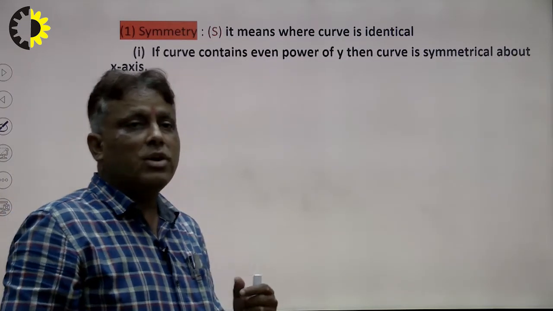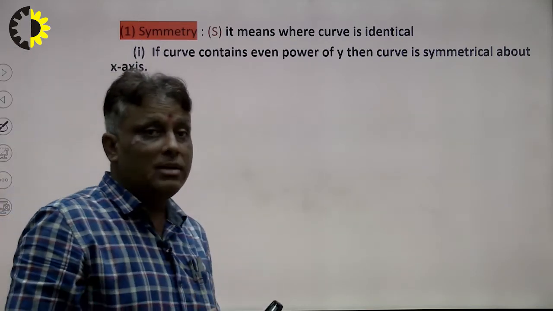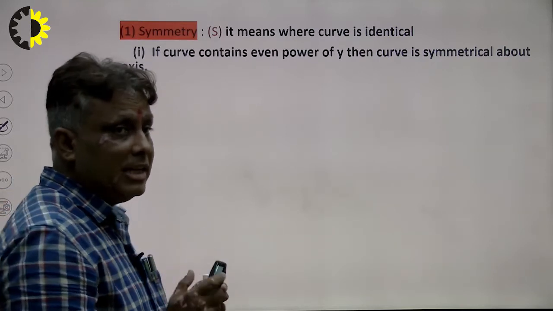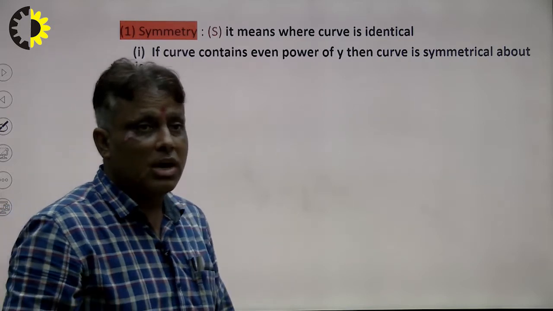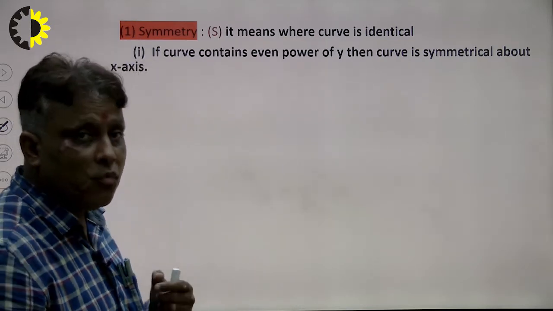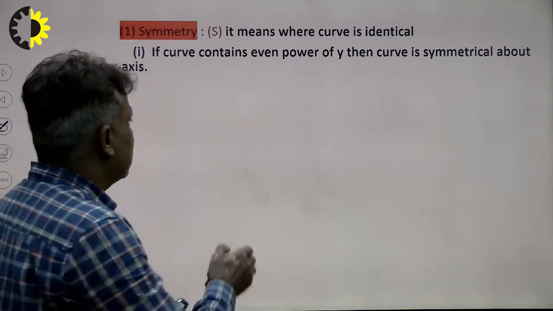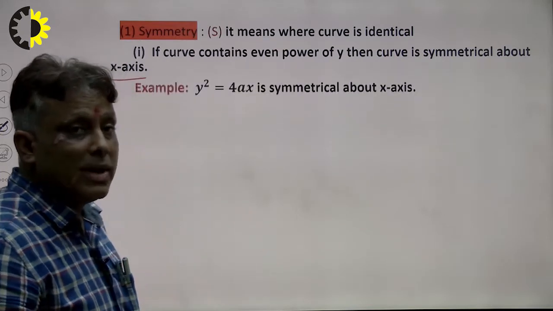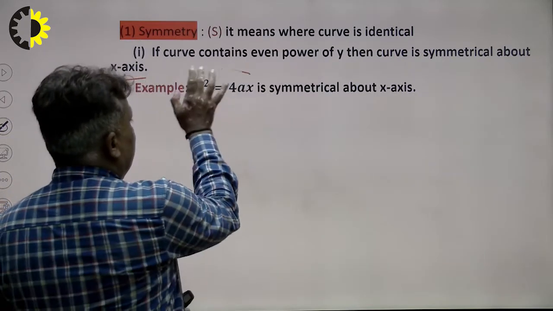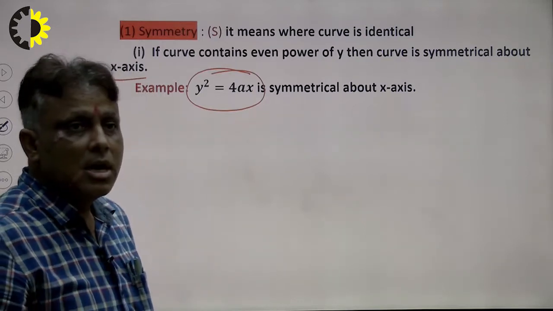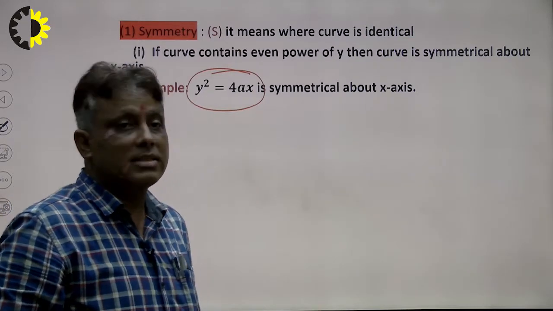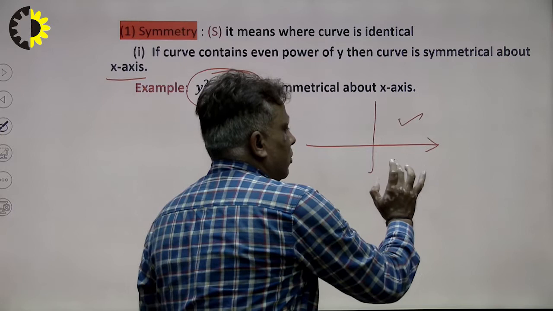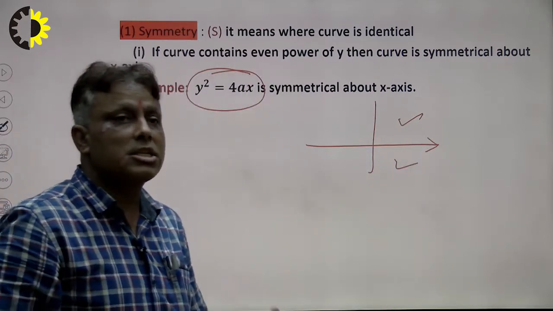Number first, if the curve contains an even power of y, students remember, point by point always, and keep in mind when we draw the curve, first of all I check that if the curve contains an even power of y, then the curve is symmetrical about the x axis, right? How? Example, I take the example here. Suppose y square is equal to 4x. This curve contains an even power of y, that means the curve will be symmetrical about the x axis. That means the curve is identical above the x axis and below the x axis. That is the meaning of symmetry here, right?